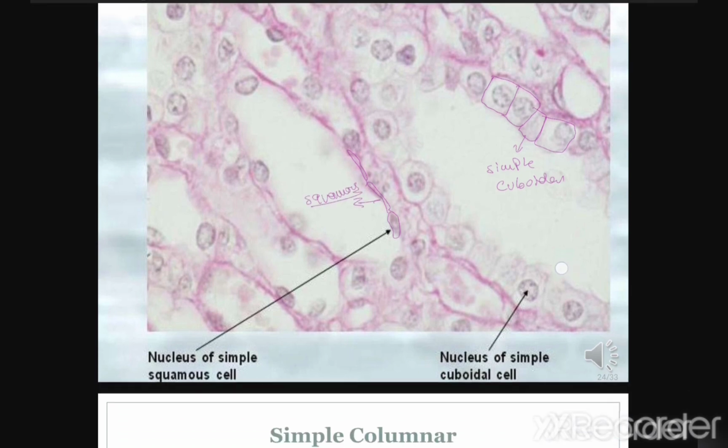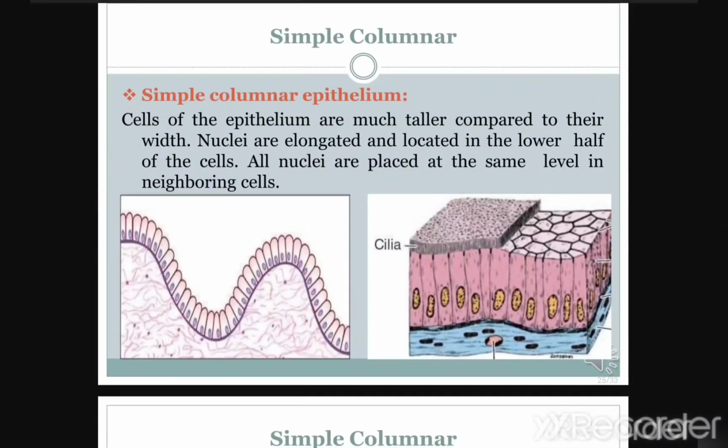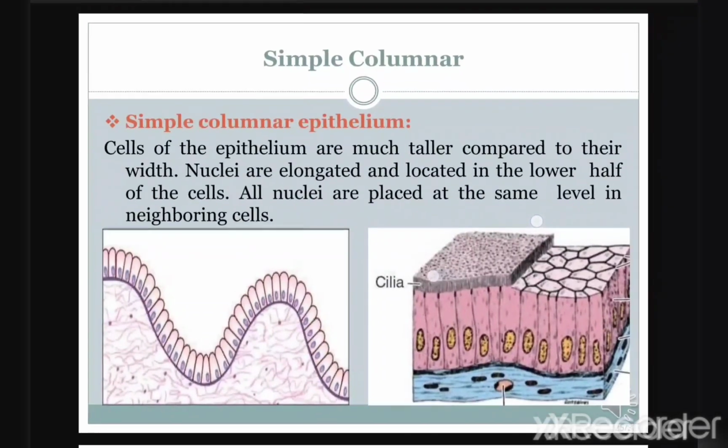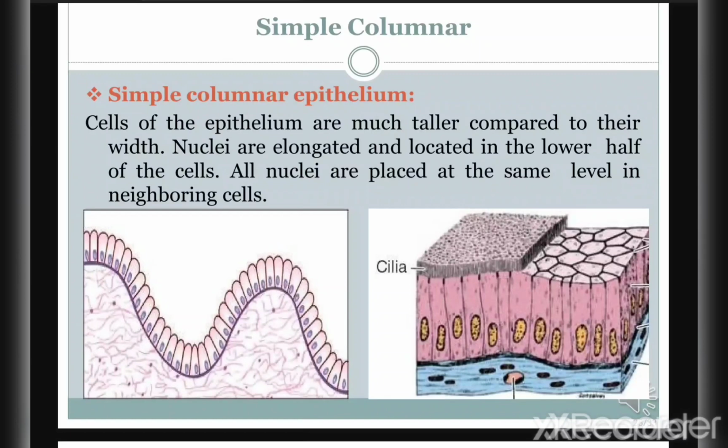The simple columnar type: the cells of the epithelium are much taller compared to the width. Nuclei are elongated. Usually it lines the GI tract, where the cells are not ciliated and have microvilli instead on the apical surface. Some of them, like in the respiratory tract, have cilia. These are rectangular cells with basal nuclei and cilia. So this is the ciliated type.